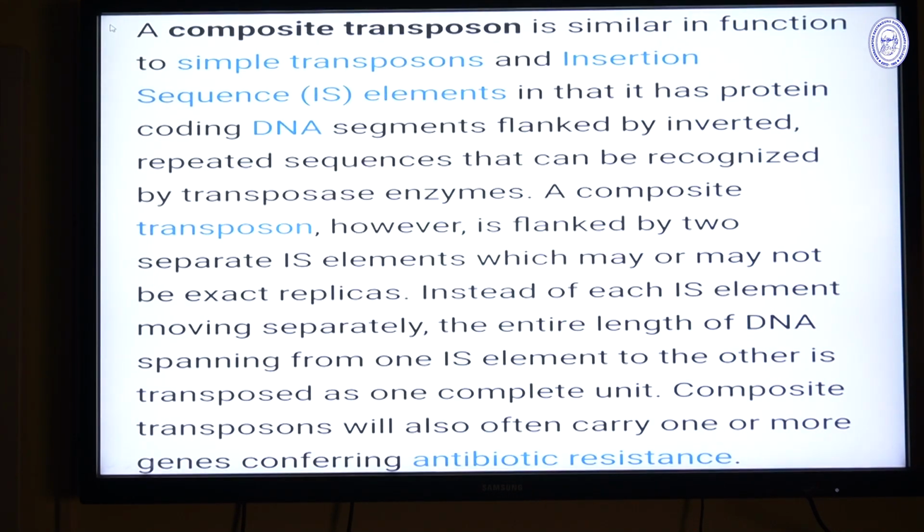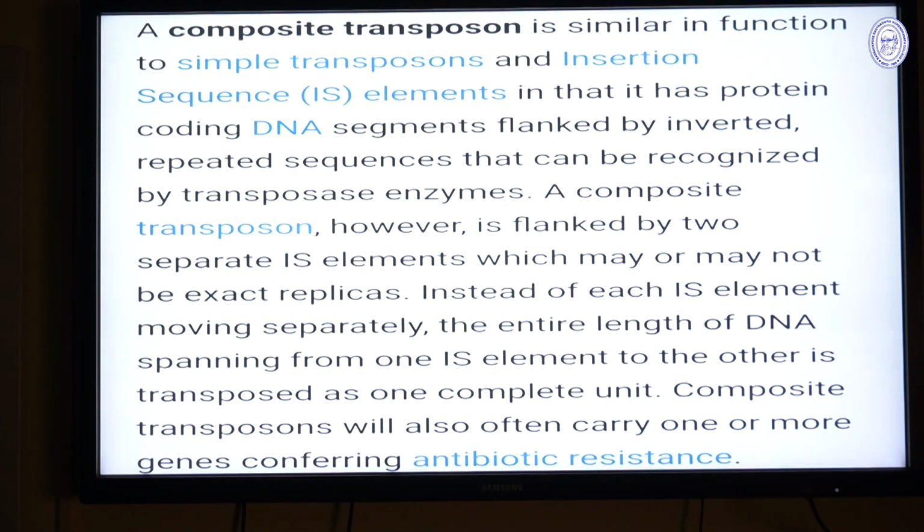Now we will be discussing the different variations in these prokaryotic DNA transposons. Depending upon these variations, they can be classified as composite transposon or non-composite. These are the other categories of transposons that are also found in the prokaryotes. So what is a composite transposon?